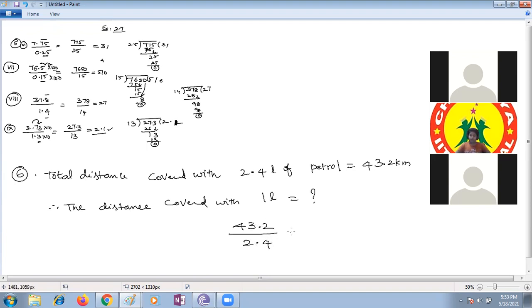43.2 divided by 2.4. Can we remove the decimal directly here? Yes, we can, because the decimal places are the same. In numerator and denominator you have the same number of decimal places, so you can directly remove them, no need of multiplying by 10. Okay, 432 divided by 24. The decimal places are the same. The answer is 18 kilometers.